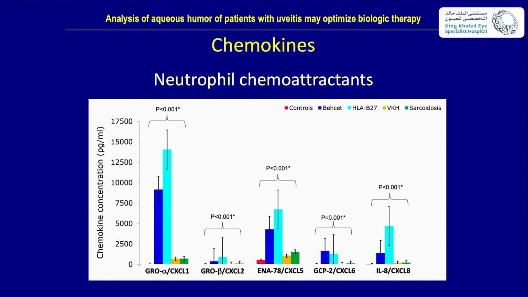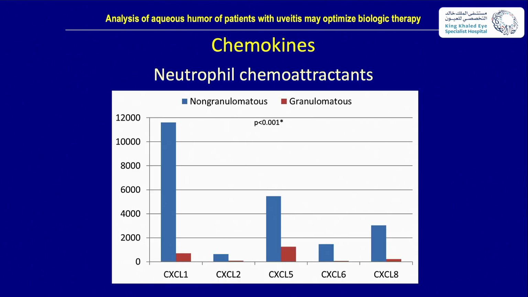which tells us that the role of neutrophils is most important in Behcet and HLA-B27 and is not existing in VKH and sarcoidosis. So we learned from this study, published a few years ago, that we can block neutrophils to treat Behcet and HLA-B27. Is that clear? So comparing the four diseases, Behcet and HLA-B27 are mediated by neutrophils.